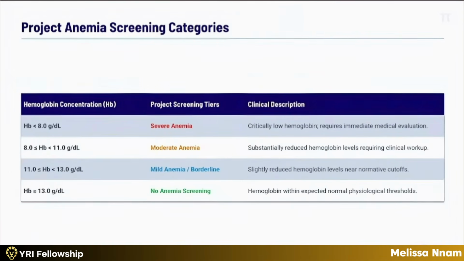Project's anemia screening categories. So as you can see in this table, these are the different anemia severities. These are all the levels you have to do to get this. For no anemia screening, you have to have a hemoglobin greater than or equal to 13. Mild anemia, you would have to have a hemoglobin level of less than 13 but greater than or equal to 11. Anything less than 11 but greater than or equal to 8 is moderate anemia. And anything under 8 in hemoglobin levels is severe anemia, which is like really low.